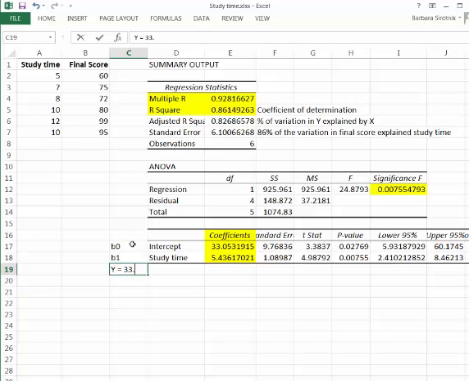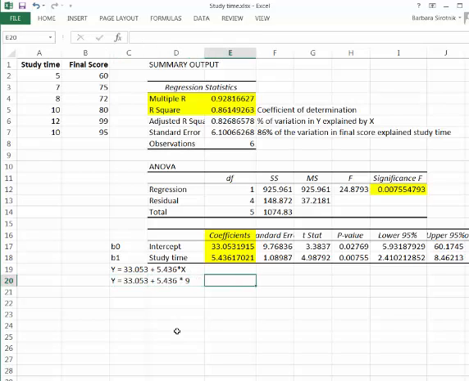y equals 33.05, and I'm not going to type all the decimal places, I'll save myself some typing, plus 5.436. Yes, I should have put in another decimal place, I guess, if we're going to be consistent. So we've got that times x. That's my equation. So remember we said we wanted to predict for a person who spent 9 hours studying. What will that be? Well, that will be y equals 33.053 plus 5.436 times 9. That's how we find it.